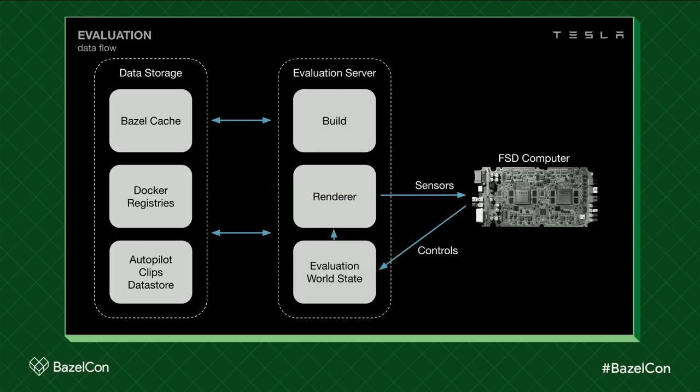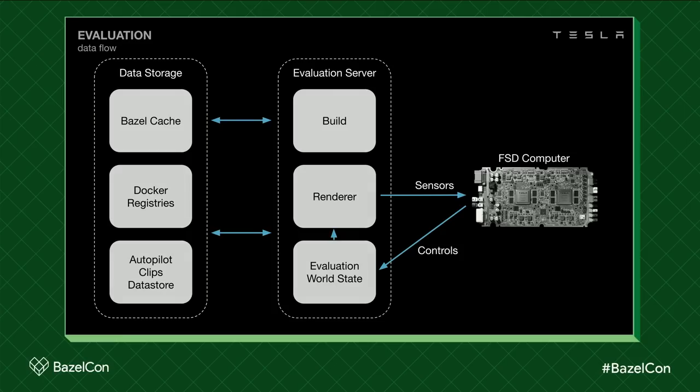This data is fed into our evaluation servers, and here you can clearly see the evaluation loop. The evaluation world state feeds into the renderer. These rendered images and simulated sensors are fed into the autopilot computer. This produces controls output, which is used to update the evaluation world state. From there, we can generate new rendered images for the next cycle.